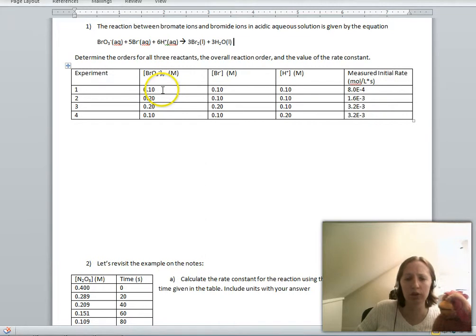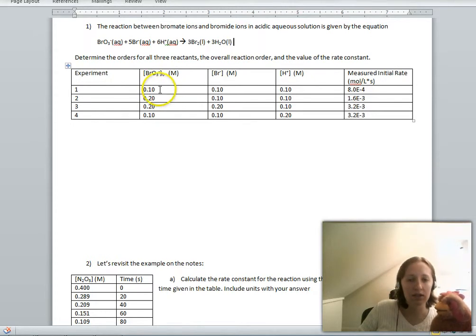And so what you do is you go, okay, well, from 0.10 to 0.20, that's a doubling. Let's see what happened to the rate. From 8e-4 to 1.6e-3 is a doubling. So when you double, it doubles. That is a linear increase. So that means that what we have determined is that bromate matters in the rate law in a linear fashion. So that means that it's first order.